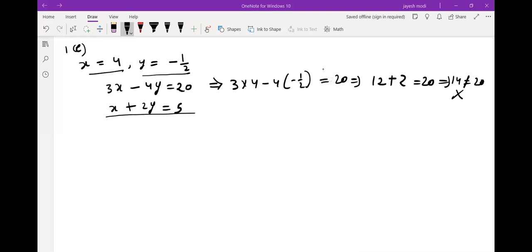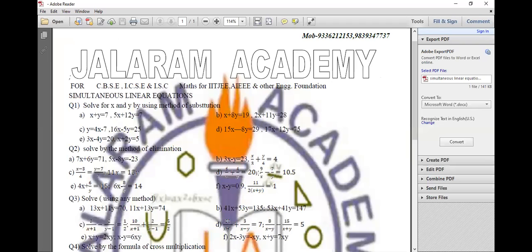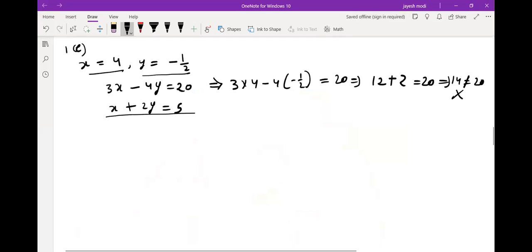Now you have to solve, I have told you till question number 3 today. Okay? Are you all there? Yes, sir. Look at question number 3A. In this I have given using any method. So which method will you use? Elimination method or substitution method? Sir, elimination method.